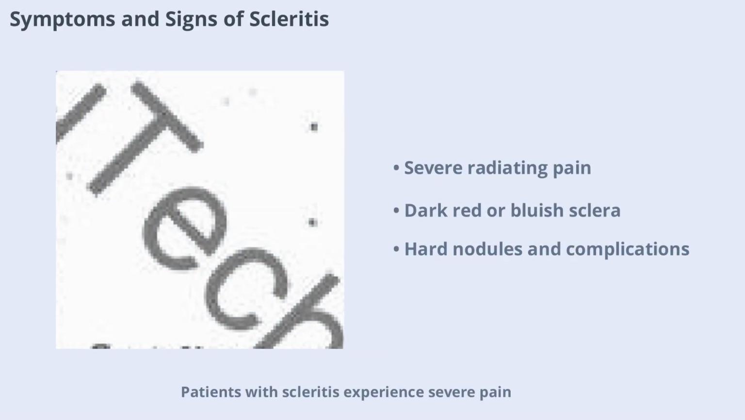Patients with scleritis experience severe pain radiating to the forehead and jaw, along with dark red or bluish patches on the sclera that are tender to touch. Multiple hard whitish nodules may be seen in the inflamed area. Necrotizing scleritis can cause thinning and destruction of the sclera, leading to serious complications such as uveitis and secondary glaucoma.